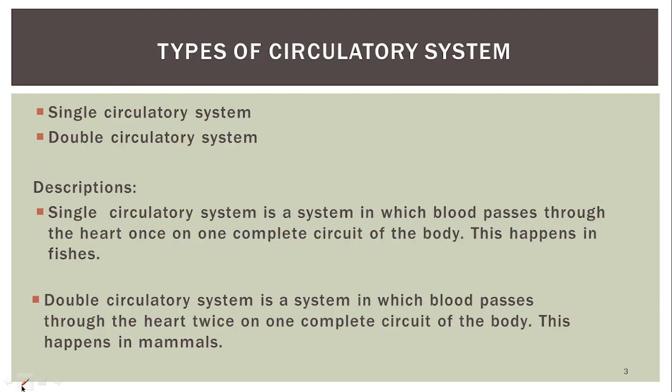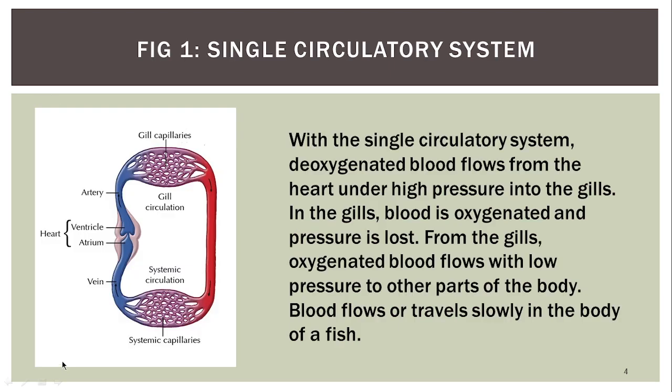And now we have two types of circulatory system. We have the single circulatory system and the double circulatory system. In the single circulatory system, blood passes through the heart only once in a complete circuit, and this happens in fishes. In the double circulatory system, as the name double means two times and single means once, blood passes through the heart twice in one complete circuit, and this happens in mammals. We'll look at that, don't stress yourself.